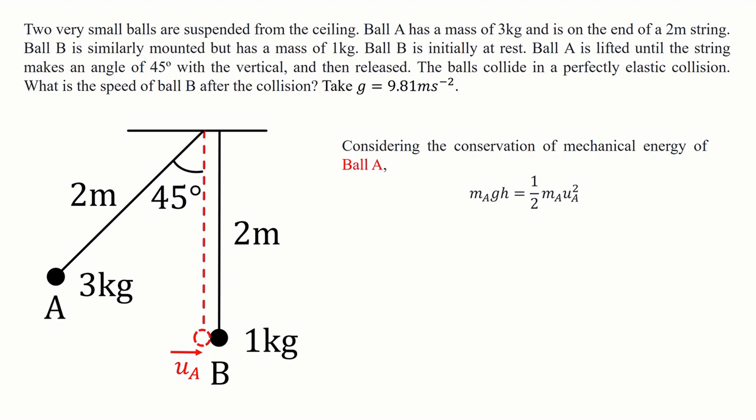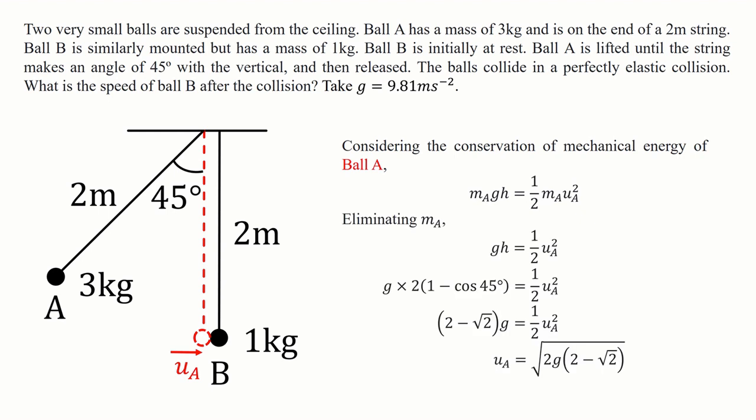Considering the conservation of mechanical energy of ball A, m_A g h equals 1/2 m_A u_A squared. Eliminating m_A, you get g h equals 1/2 u_A squared. The height difference is 2 times the difference of 1 and cosine 45 degrees. After simplifying, u_A equals the square root of 2 times g times (2 minus the square root of 2).